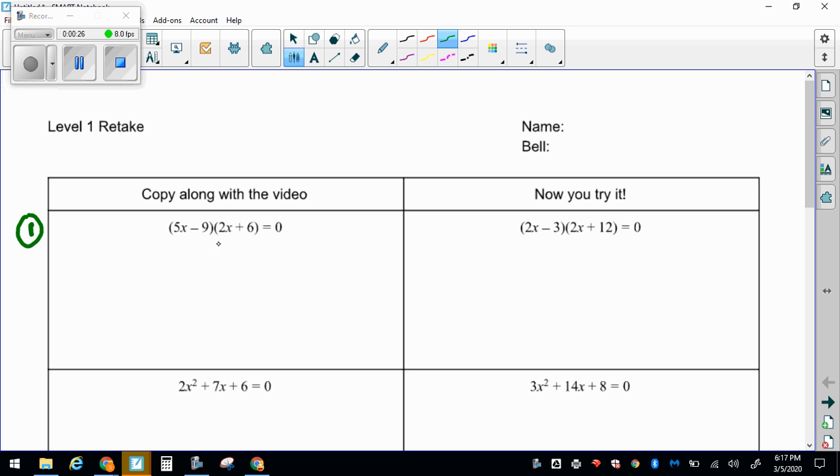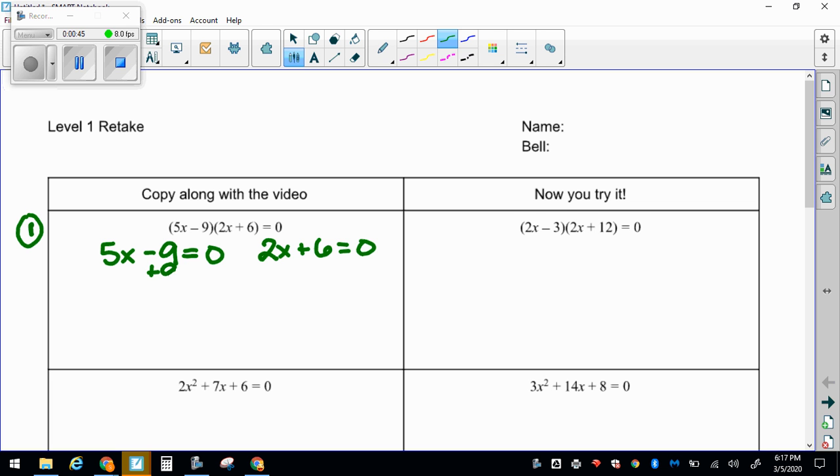So in this case, each factor, 5x minus 9, equals 0. This first parenthesis right here, set it equal to 0. And 2x plus 6 equals 0. So I set each factor, each of these parentheses, equal to 0. And now I'm just going to solve it like normal.